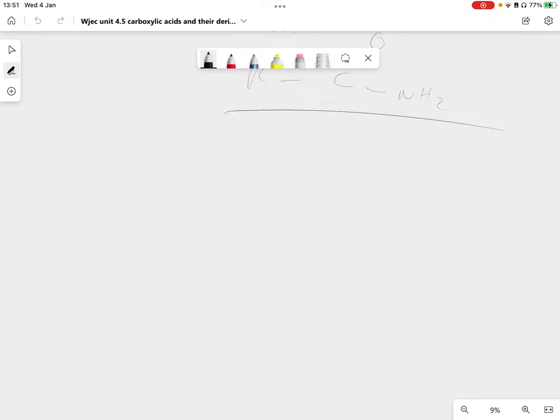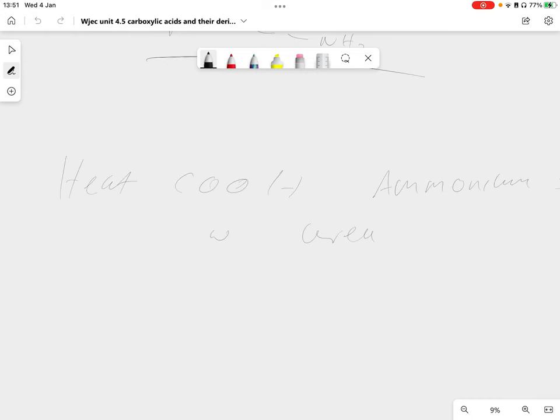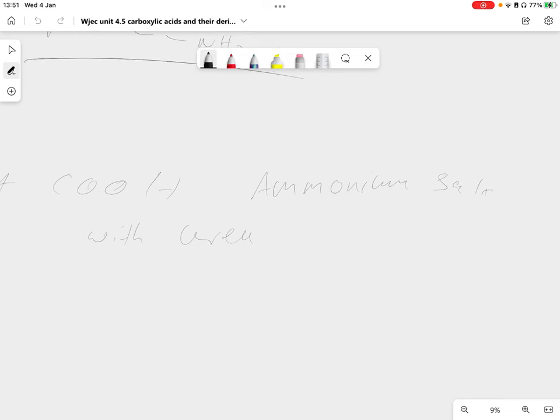So the second way we can form an amide is by heating a carboxylic acid with an ammonium salt, so like we had above, with urea at 120 degrees C. That is how you can produce it. Slightly simpler way, but you have to use this. And it smells.